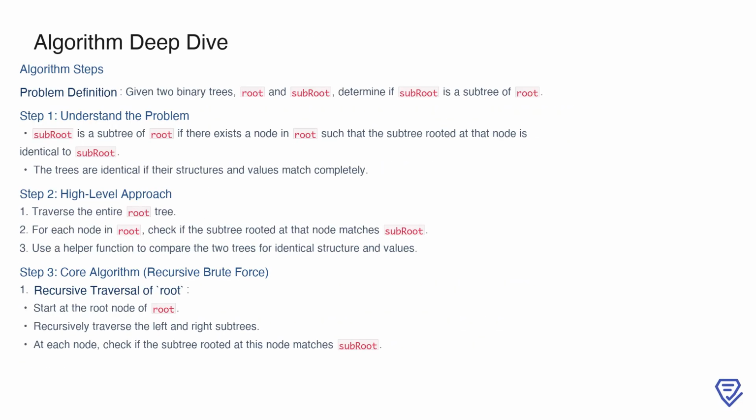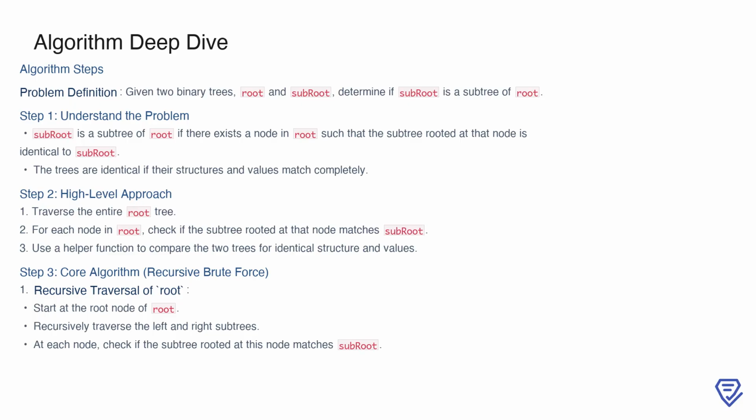To solve the problem of determining if one tree is a subtree of another, we begin by understanding the conditions that make this true. For a tree's subroot to be a subtree of root, there must exist a node in root where the subtree rooted at that node is identical to subroot. Identical means that both the structure of the trees and the values at each corresponding node match completely. With this in mind, a high-level approach involves traversing the root tree and, at each node, checking if the subtree rooted there matches subroot. To implement this, we use a recursive brute force algorithm.